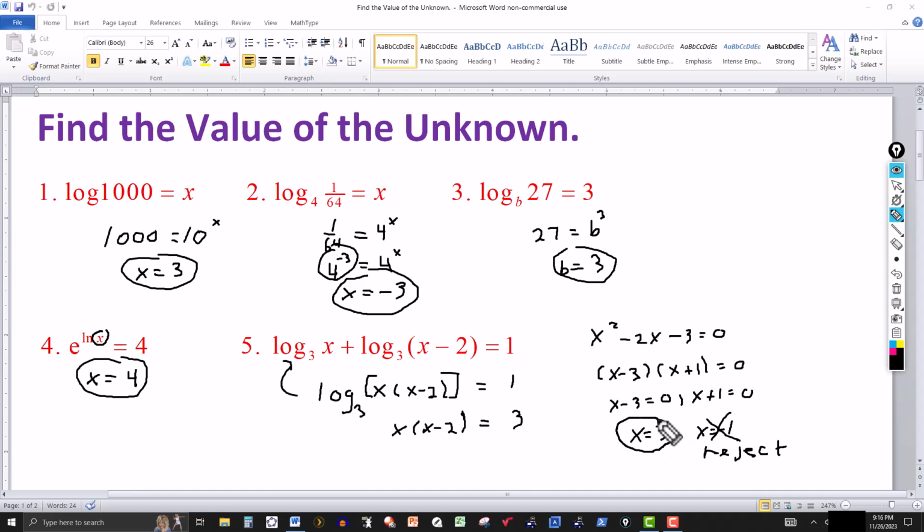Let's double check it here. We put it in the first one. The log of 3 to base 3 is equal to 1, because 3 to the 1 gives me the 3. And if I put 3 here, 3 minus 2 is 1. The log of 1 to any base, in this case base 3, is always going to be 0. So I get 1 plus 0 gives me 1. It checks. So this is my solution.